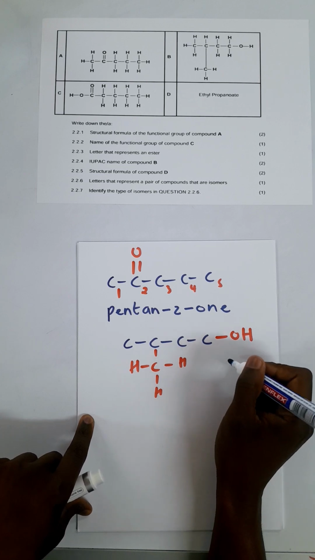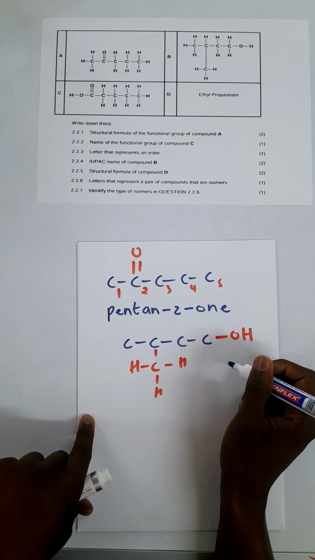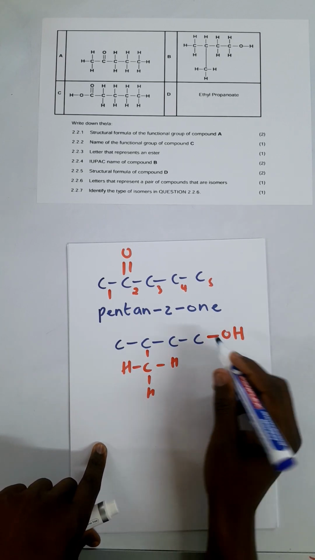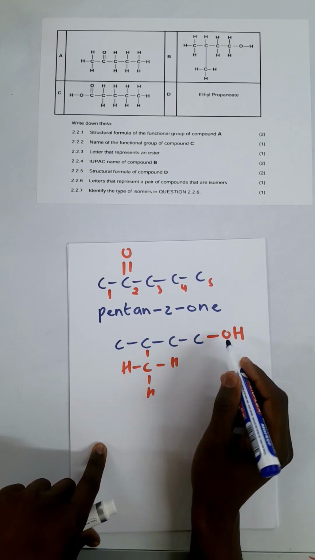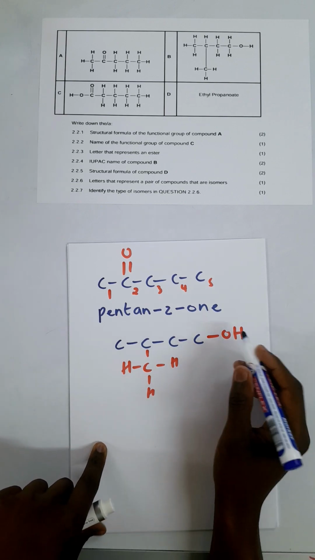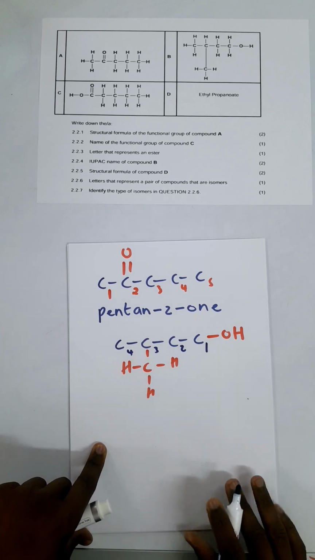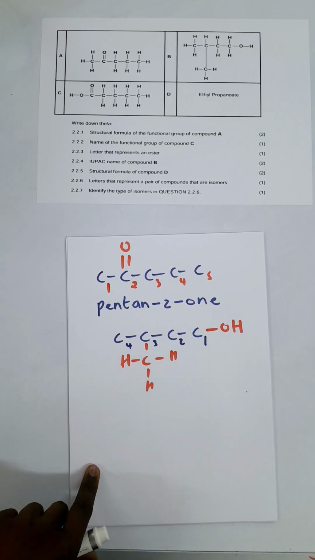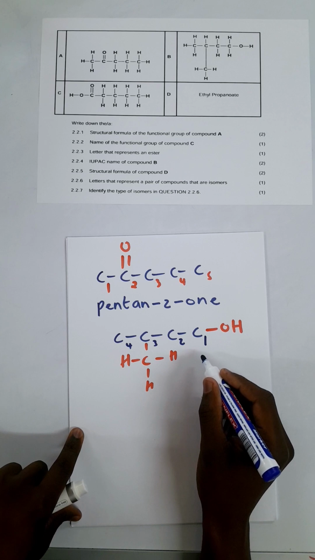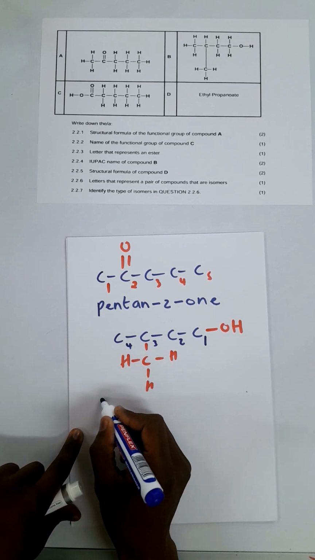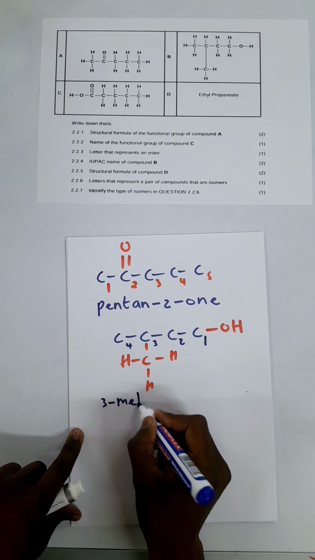Now the hydroxyl group, we must remember, takes the highest priority. The functional group takes the highest priority. So if it's on carbon number 1 on the right hand side, there's no negotiating. We just say this is number 1, this is 2, this is 3, and this is 4. And then we look at the substituent, the branch, and we say that it's on carbon number 3. We have a methyl branch on carbon number 3.